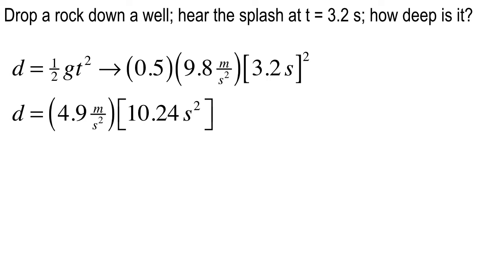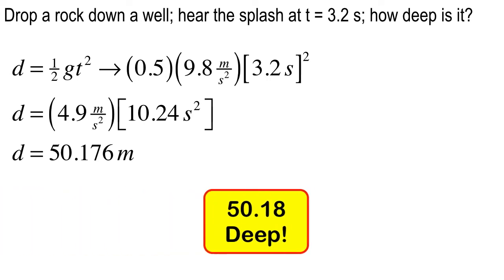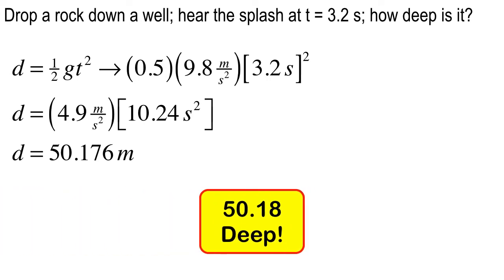And then I have seconds squared inside the brackets. When you have 3.2 seconds quantity squared, you square the number and you square the unit. So your answer there is 10.24 seconds squared inside the brackets. You're almost done. Now you just multiply those two numbers together and you get 50.176. Round it off to the nearest 0.01 meters, and you get 50.18, and that's a pretty deep well.